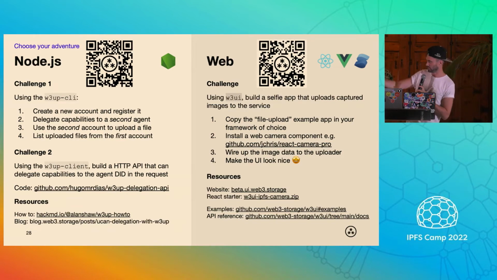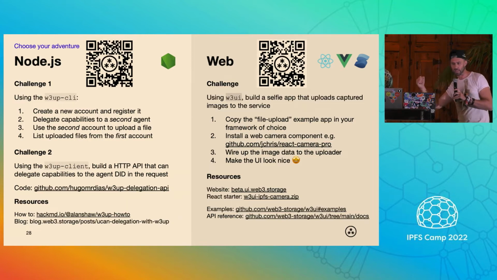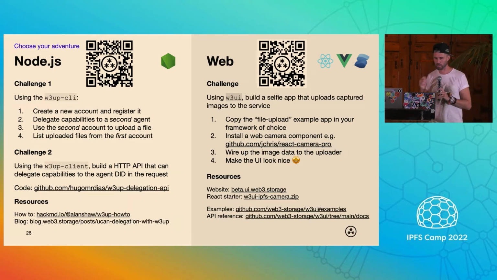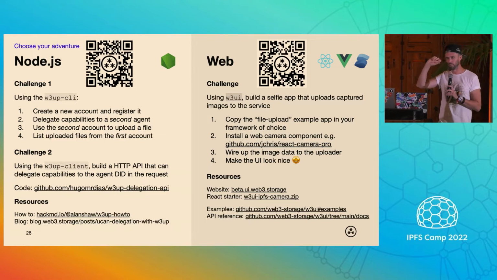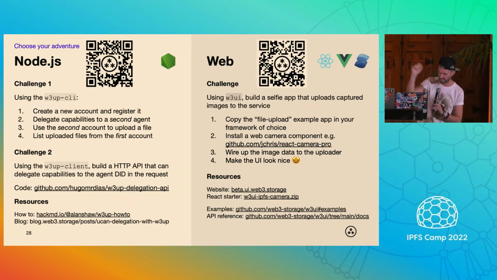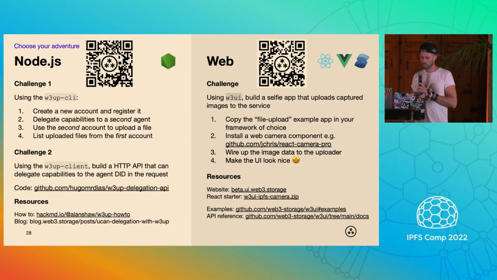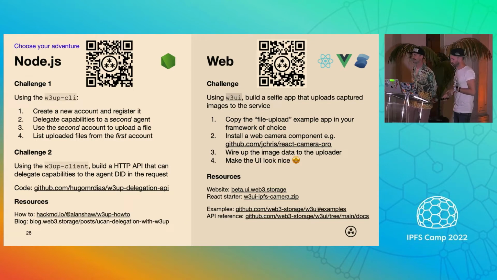And then the second challenge in the Node.js track is to create an HTTP API that essentially does the same thing. So you pass it a decentralized identifier, and it will delegate capability to that identifier to do uploads, and then you can use that to actually do uploads. And that code is what enables you as a developer to do the app-paid model.